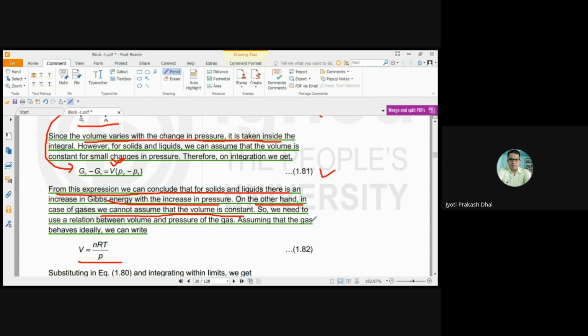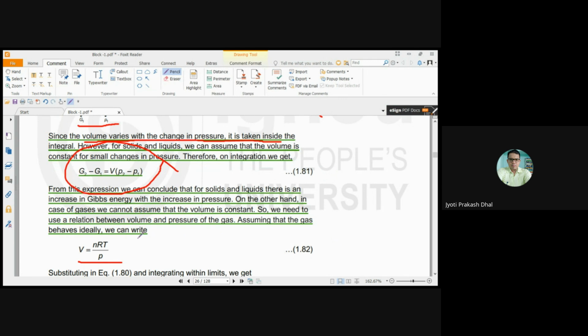But if we are dealing with any reactions of gaseous substances, whether on the reactant side or product side, we cannot assume that volume is constant. So we need to use a relationship between volume and pressure. As for gaseous substances the volume is not constant, this equation is valid for liquid and solid substances.